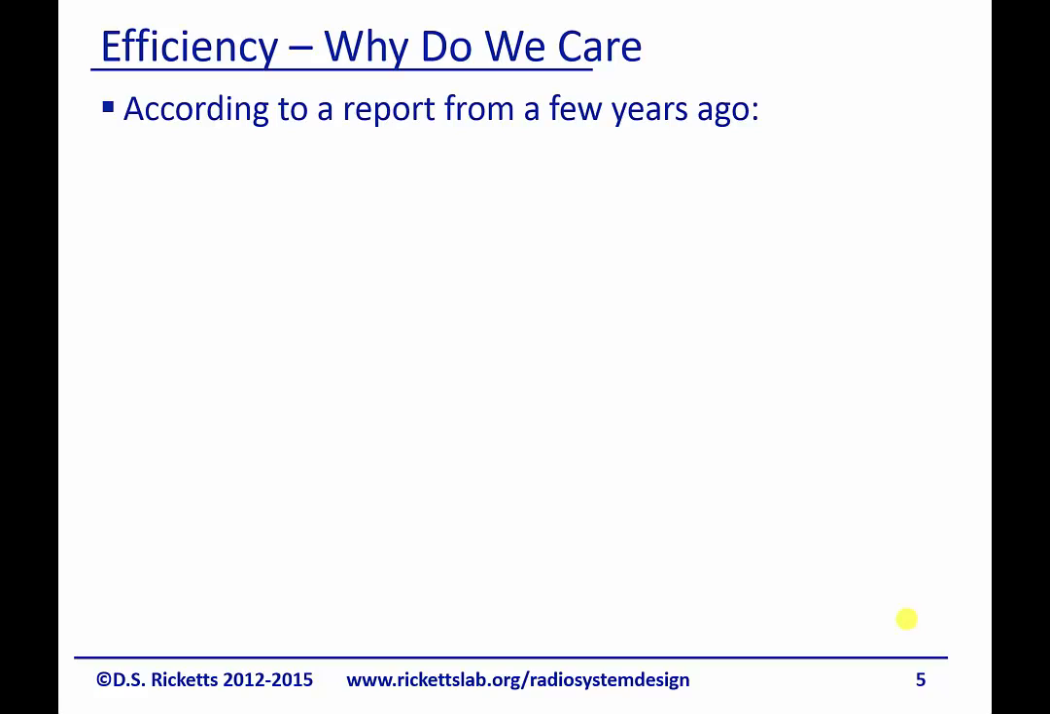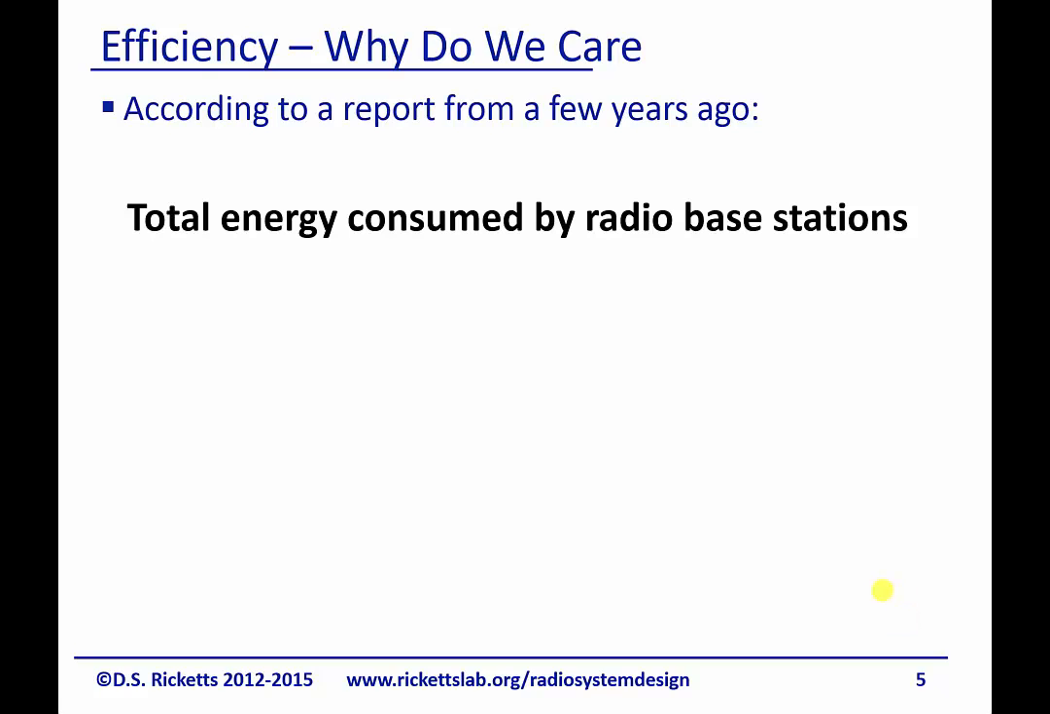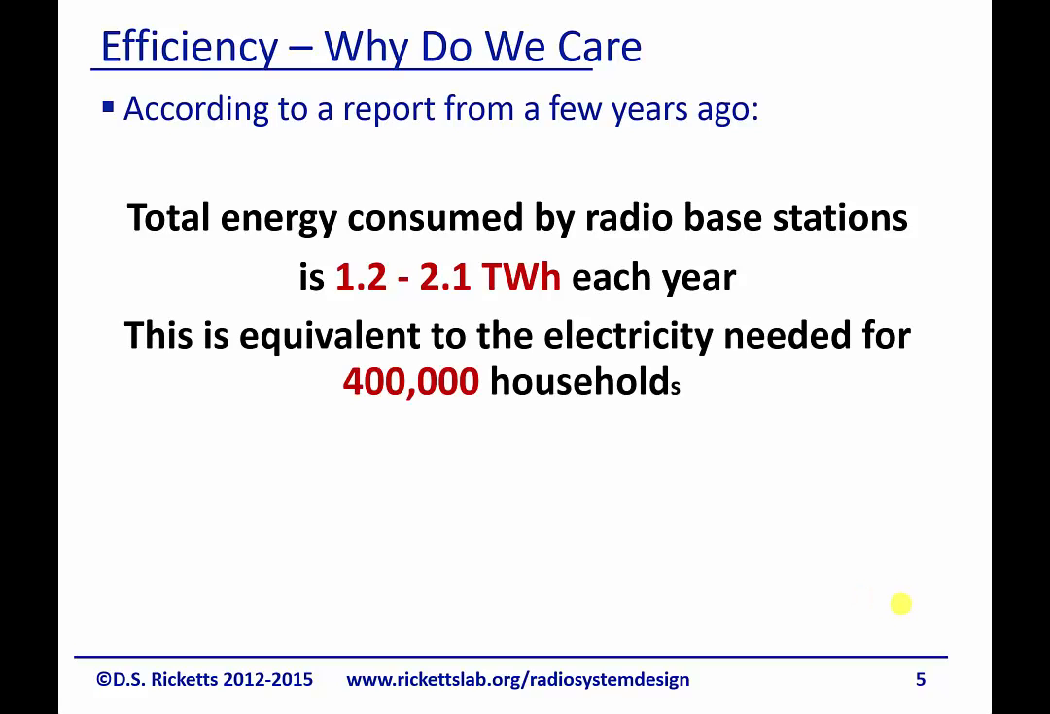So why do we care so much about efficiency? Well, this is interesting. A report a few years ago stated that the total energy consumed by radio base stations, these are the cell towers you see around the country, is 1.2 to 2.1 terawatt hours each year. This is equivalent to the electricity needed for 400,000 households. So you should be able to see right away that this isn't a small problem. The power consumed by radio transmitters is quite significant, and efficiency is something we should care about.